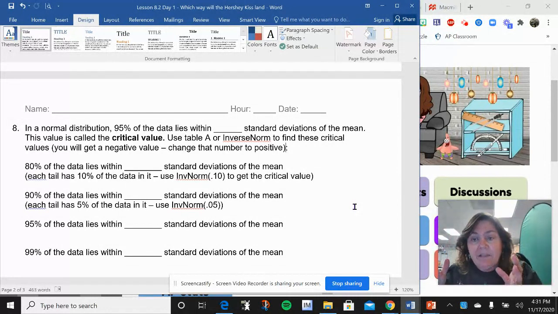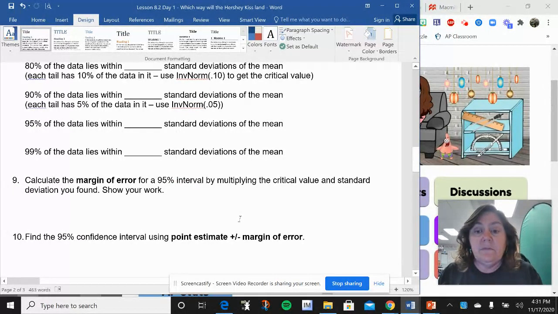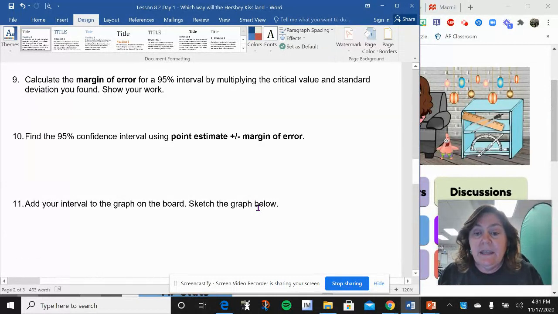80% is within how many standard deviations of the mean? 90% is within how many? Find those 4 critical values, and then move on to numbers 9, 10.